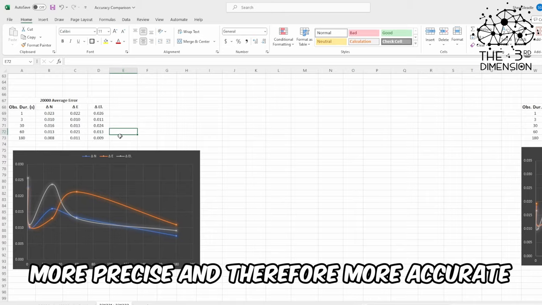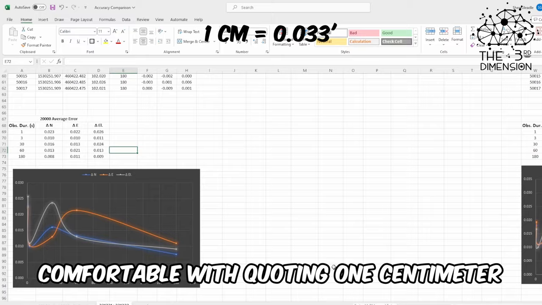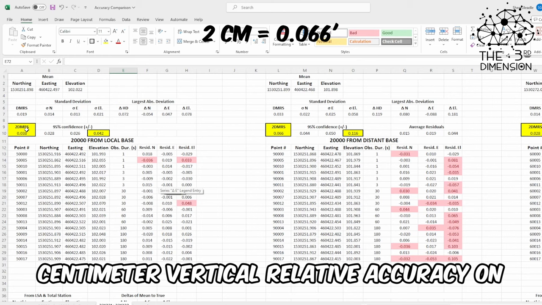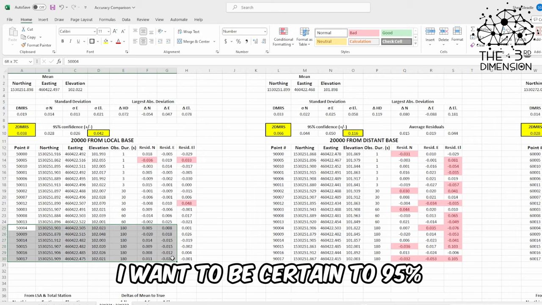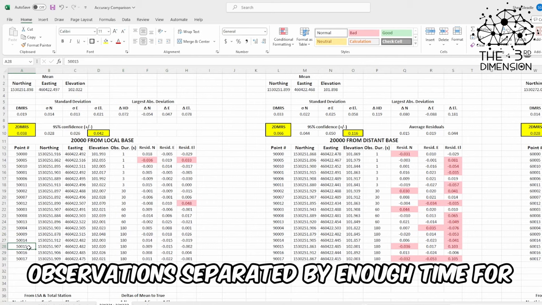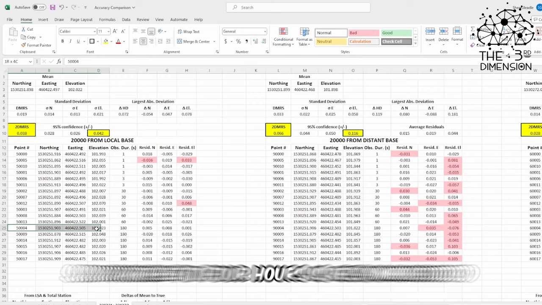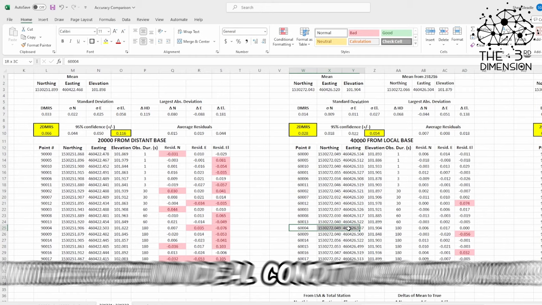So, based on this data alone, would I feel comfortable quoting 1cm horizontal relative accuracy and 2cm vertical relative accuracy on RTK observations, considering I want to be certain to 95%? I would if I took at least two 180-second observations separated by enough time for the geometry of the satellites to significantly change, say 3 to 4 hours as recommended per ISO testing, and the points were out in the open in ideal conditions and I was using a nearby base.